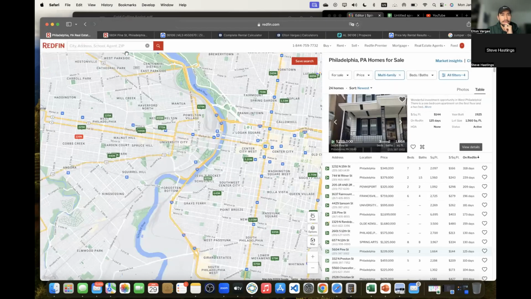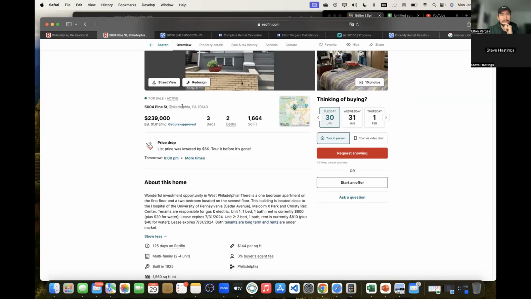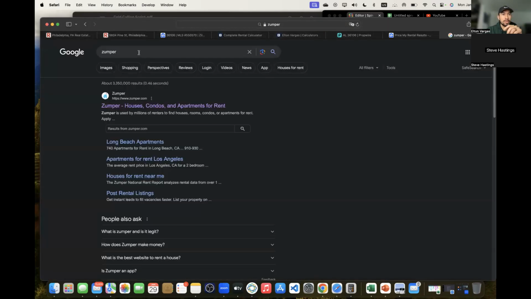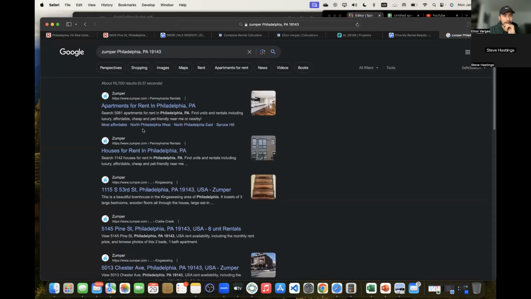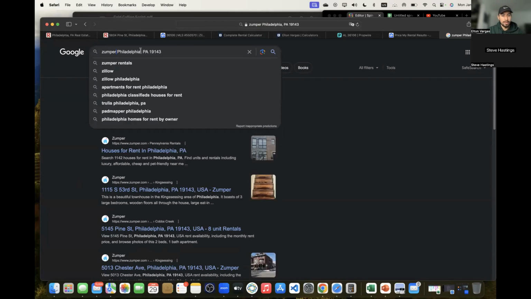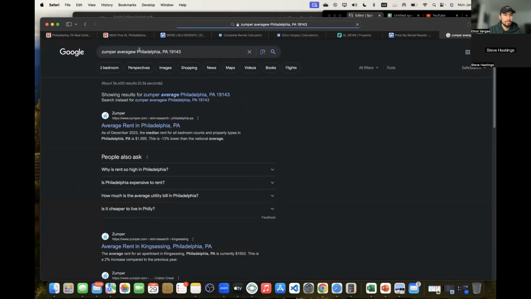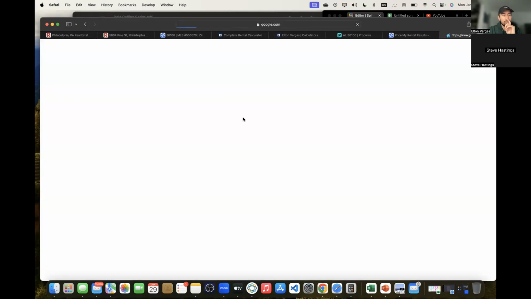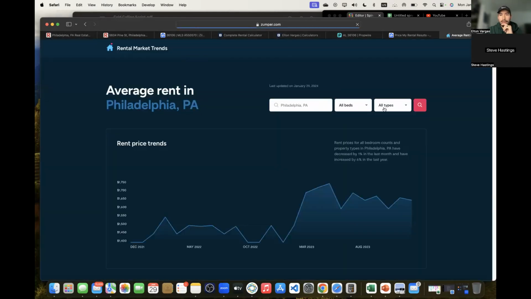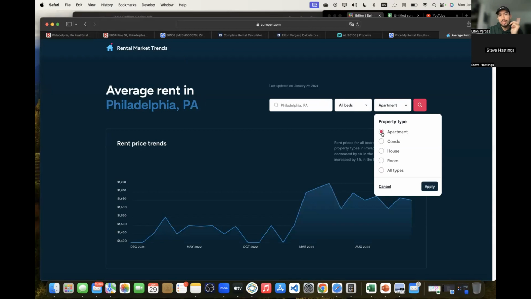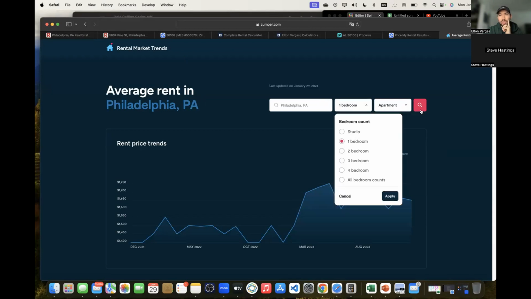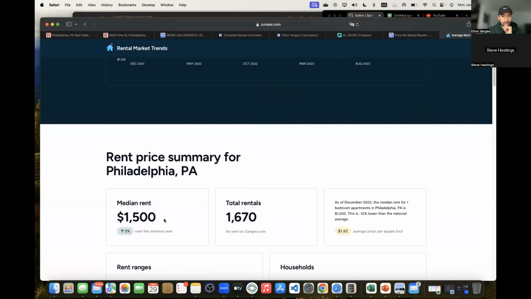Let me use Sumper. I didn't use Sumper. With Sumper, the way it works is you type in Sumper and then you type in the city code, and it's going to tell you right here, houses for rent. But I'm looking for average rent in Philadelphia. I forgot to type in average, I can't spell. Okay, so I'll go with this one, and I will go with an apartment. So I'm going to go with how much a 1 bedroom, 1 bath can rent for. Oh man, 1,500?